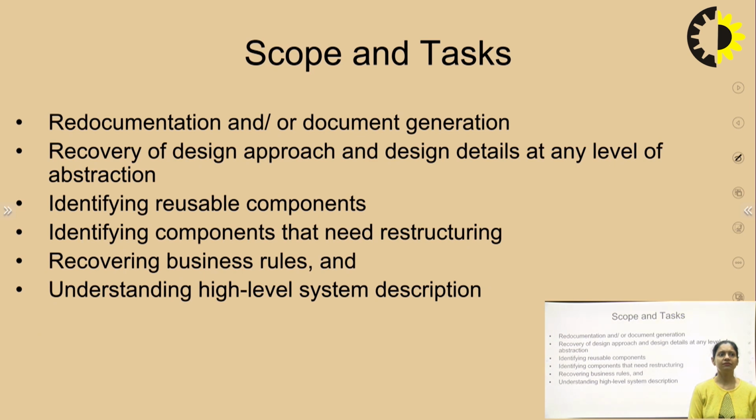So, scope and tasks. The first one is redocumentation, or documentation generation. We already have the documentation, so we move into the redocumentation phase. We want to have more detailed documentation. Next is recovery of the design approach and the design details at any level of abstraction. We already have some designs, and now we want to recover those designs or details at any level of the software being developed, to identify the reusable components so that they can be used in another software of a similar type.